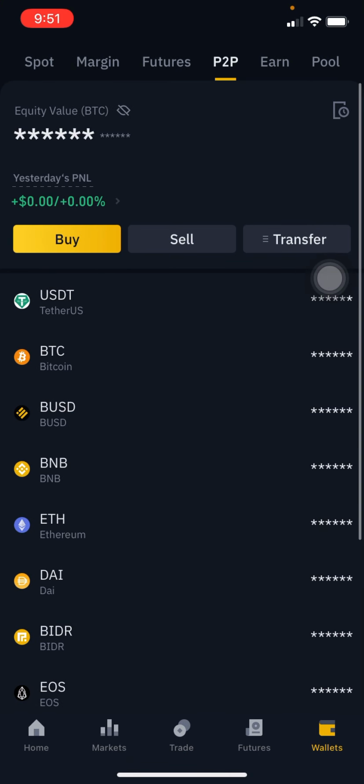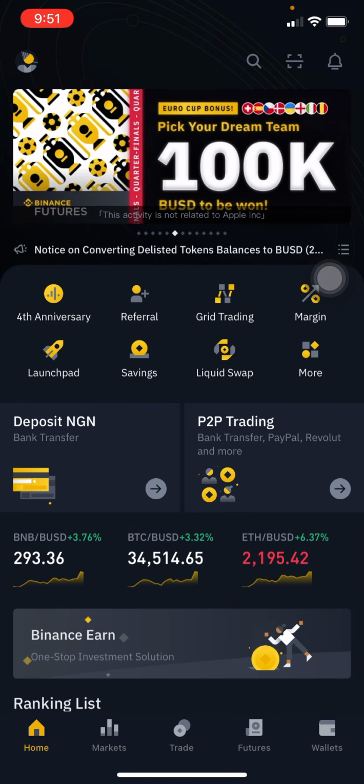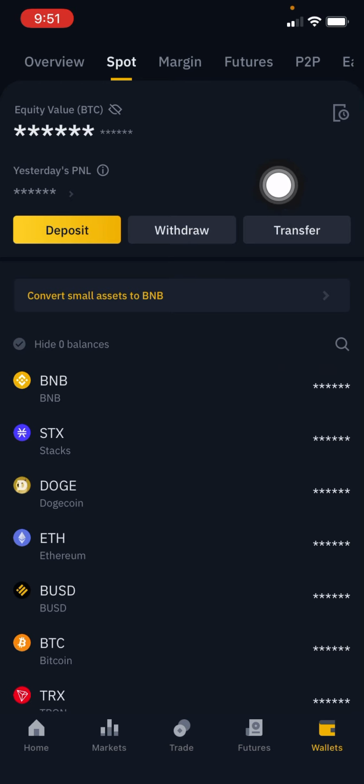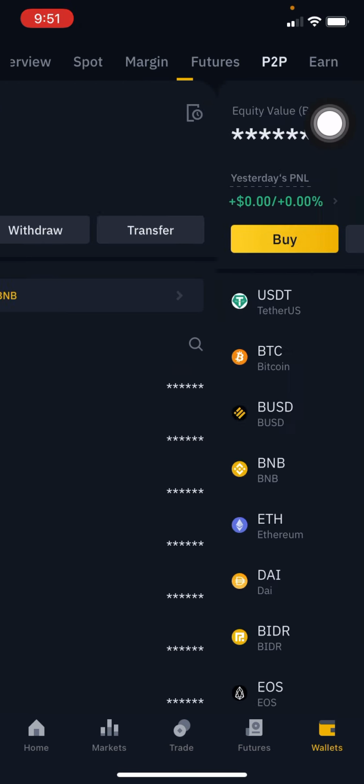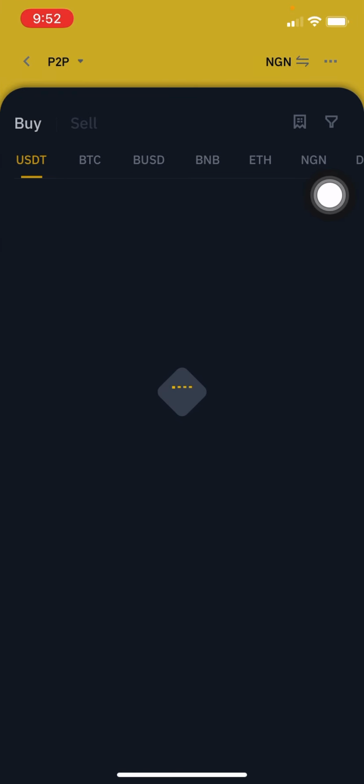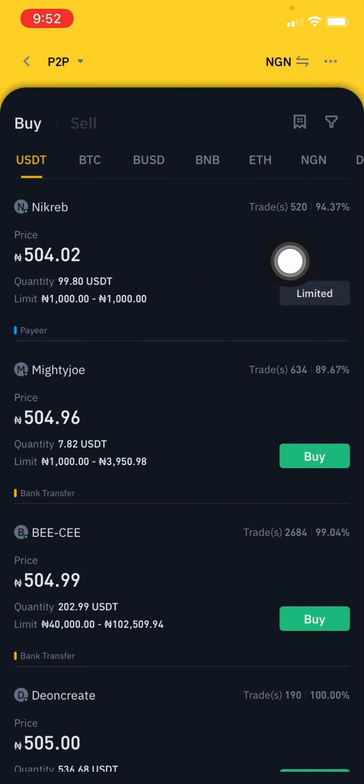Let me bring you back right here again. Once you open your Binance, click on wallet, click on P2P. Now from here you click on buy. So once you are here, remember we are going to make payment using our Naira. That's buying from your bank, Nigerian currency.